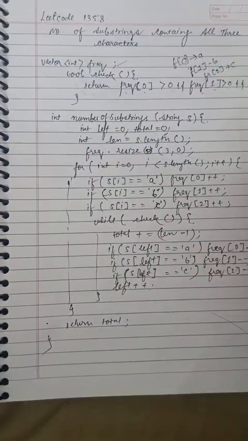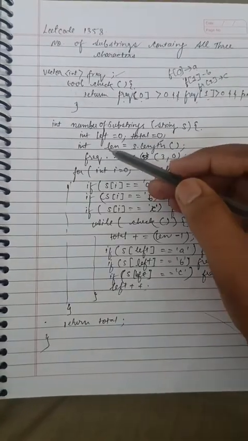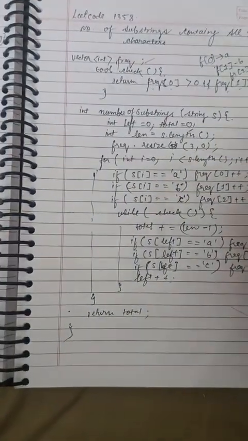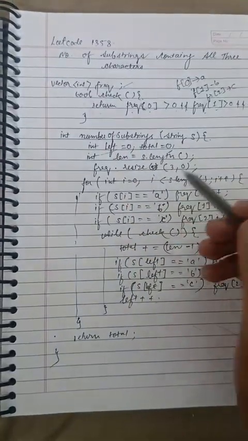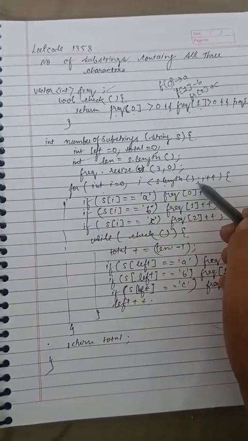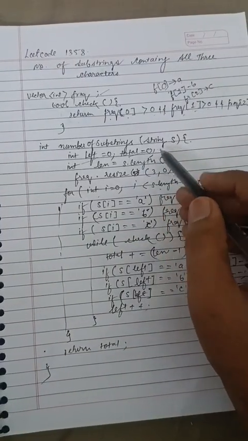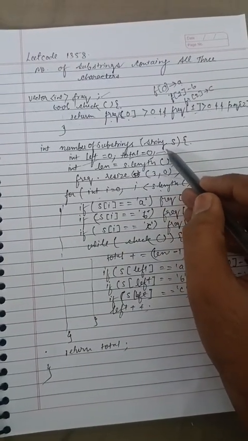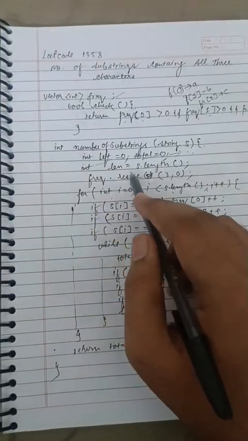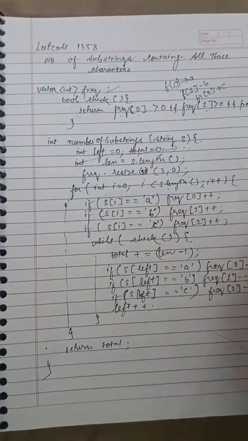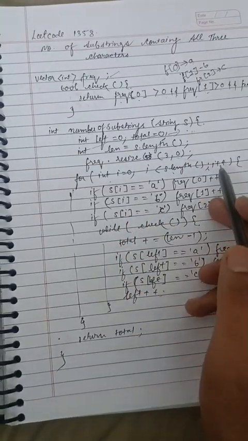Now here is the main function, number of substrings, string S. I have taken only left as a left variable. The I here is working like a right pointer. Okay, here total acts as an answer. Now we will start from 0.